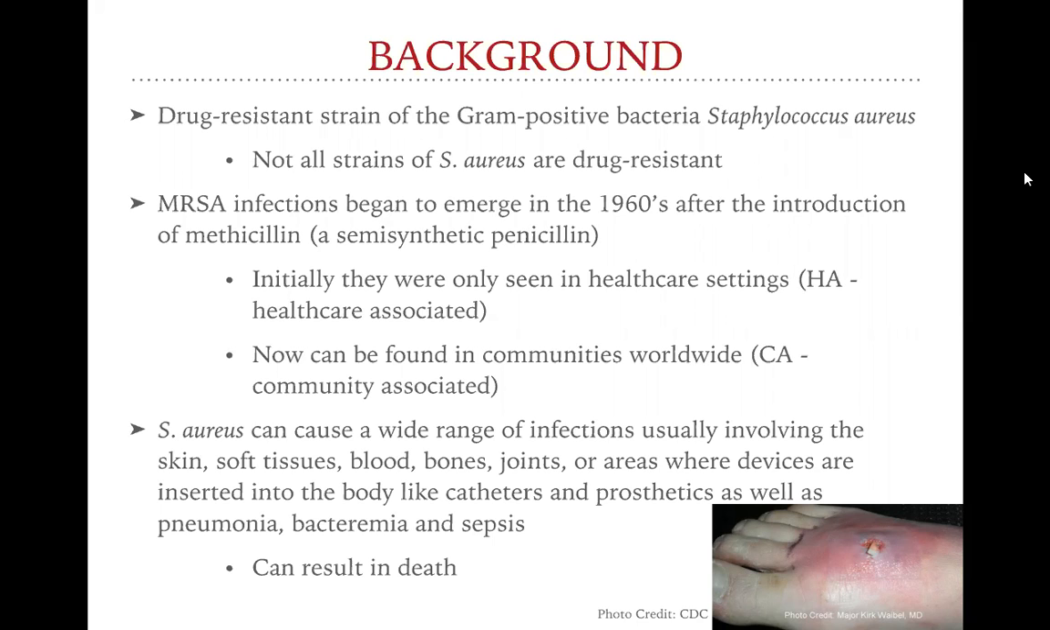Initially, MRSA infections were only seen in healthcare settings, which are known as HA or healthcare associated, but they can now be found in communities all over the world, called community associated or CA. Staphylococcus aureus can cause a wide range of infections, usually involving the skin, soft tissues, blood, bones, joints, or areas where devices are inserted into the body, like catheters and prosthetics, as well as pneumonia, bacteremia, and sepsis. MRSA can result in death.